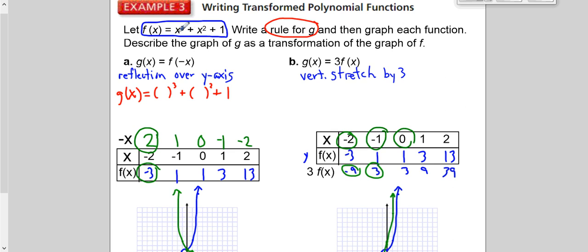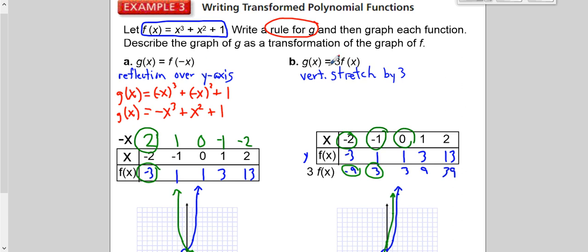Copy the f of x function, take out your x's, replace it with a negative x. Do some simplifying. Negative times a negative times a negative is a negative. Negative x times negative x, so negative x squared is a positive x squared. And the 1 didn't change. So there's our new rule for the g of x function. That's part A. Now try part B.